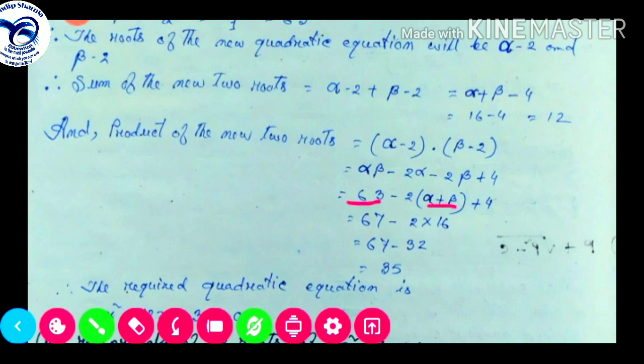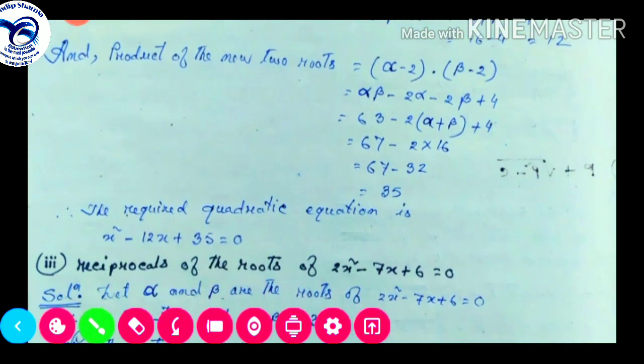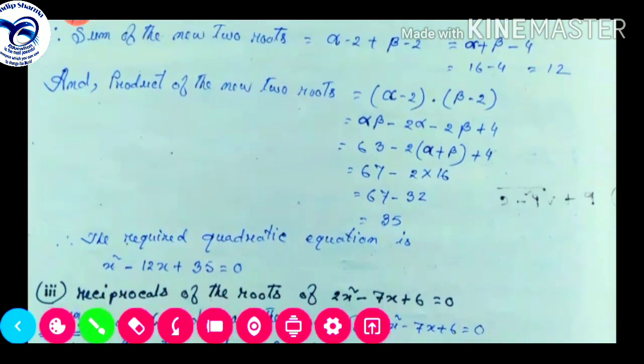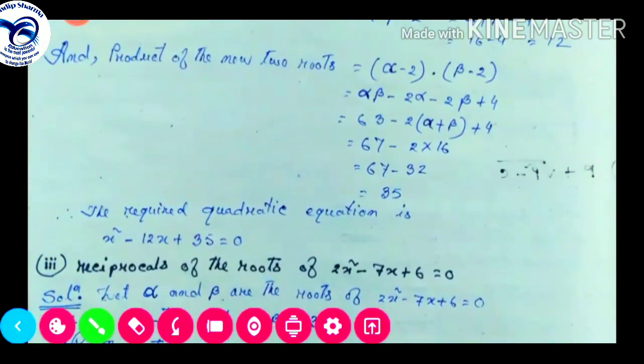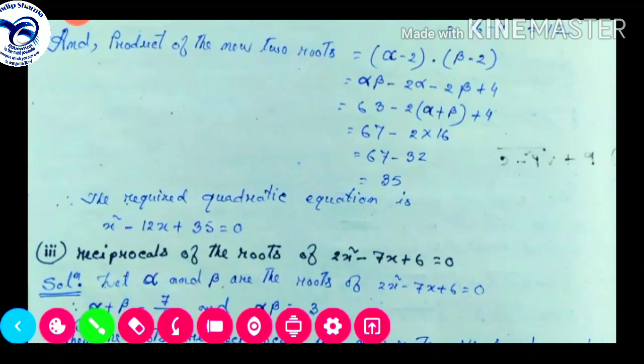And the sum of the two roots we got is 16, plus 4. So 63 plus 4 will be 67, and 2 into 16 will be 32. So 67 minus 32 is equal to 35. Therefore the required quadratic equation, with this formula, is x square minus sum of the two roots, which is 12, so 12x, plus product of the two roots, which is 35. So plus 35 is equal to 0.